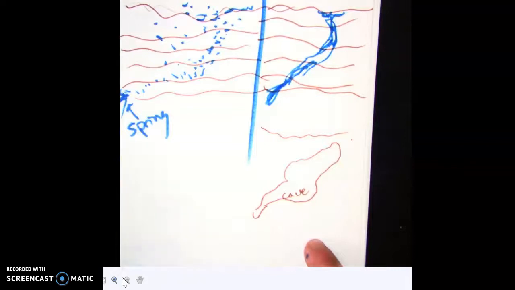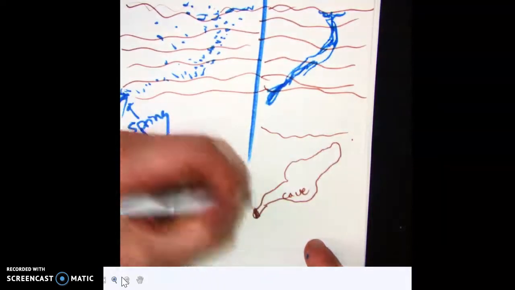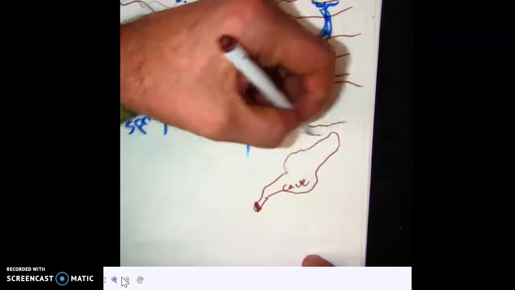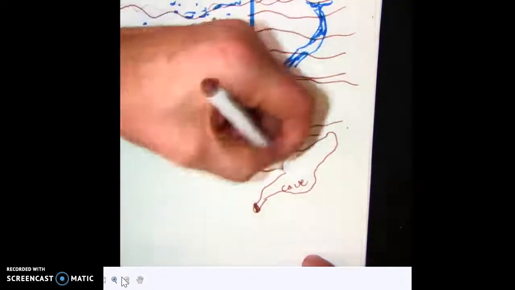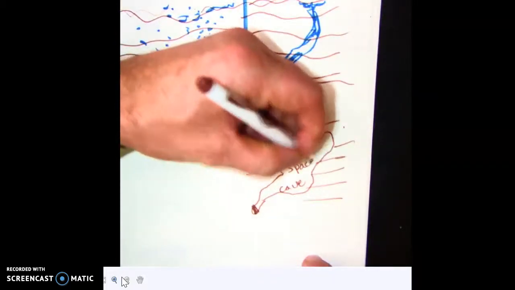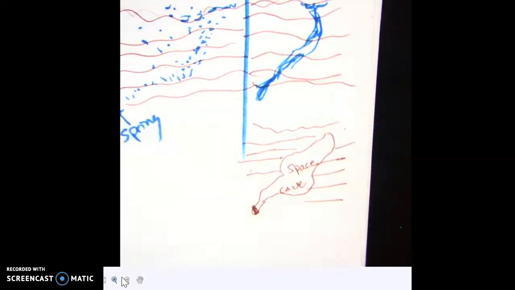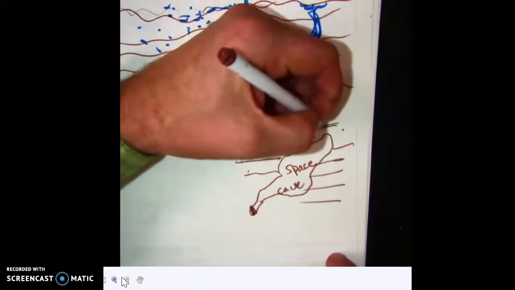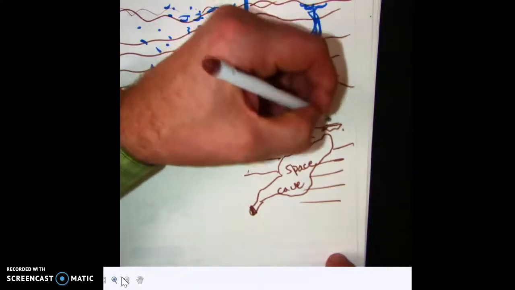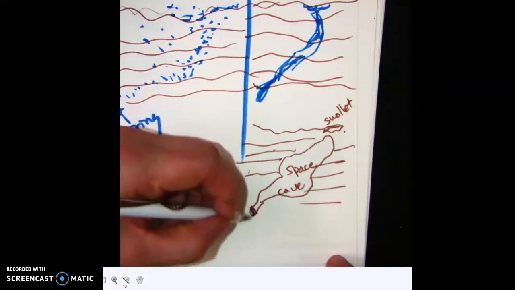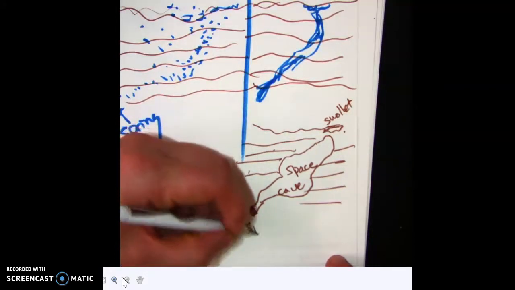right? And it may still have water moving through it. It may not have water moving through it, right? But this is going to be a space. Okay, we call that a cave. And we've got the area where the water comes in, or was able to get in, swallow it, and where water was able to get out is the spring.